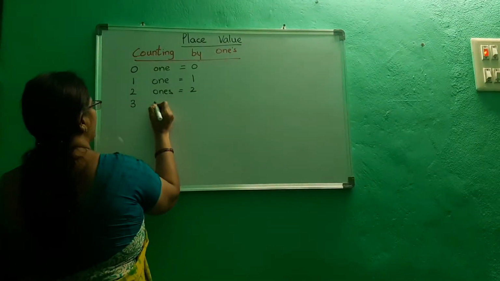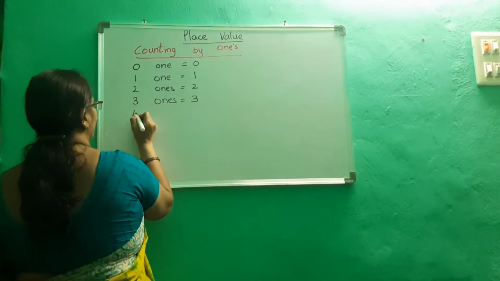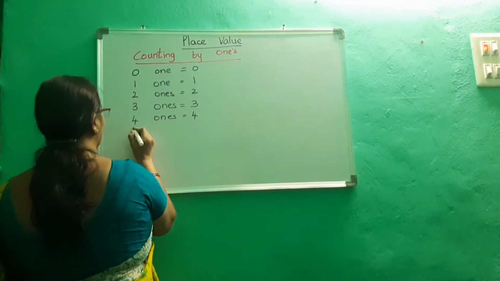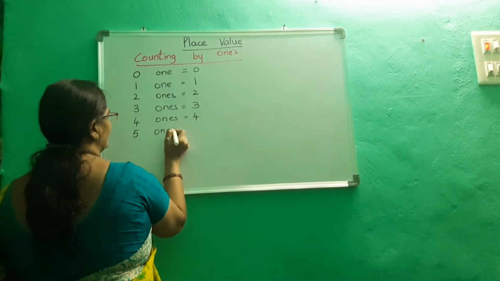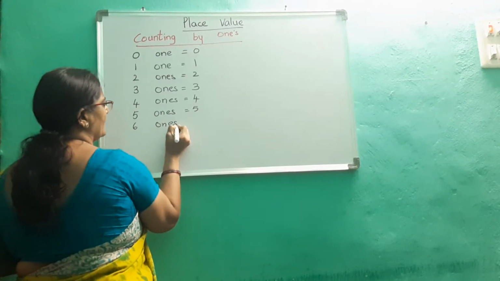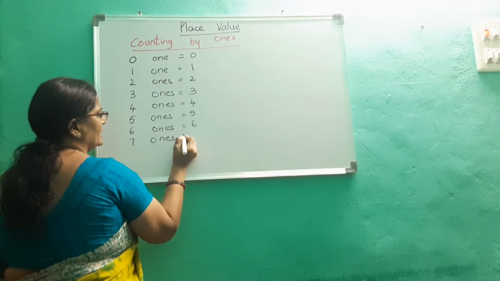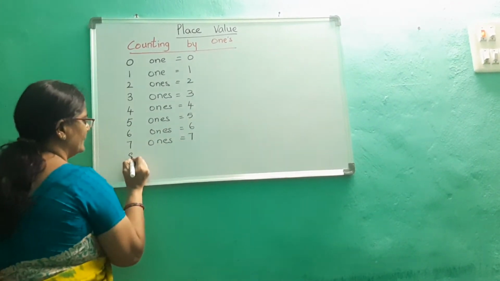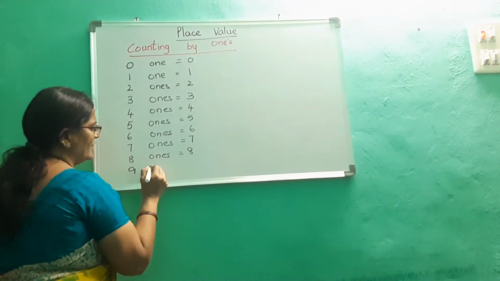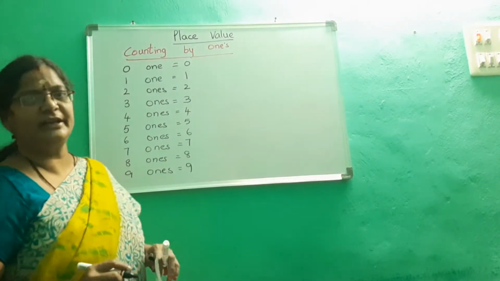Next, 3 ones is equals to 3. 4 ones is equals to 4. 5 ones is equals to 5. 6 ones is equals to 6. 7 ones is equals to 7. 8 ones is equals to 8. 9 ones is equals to 9. Got it?